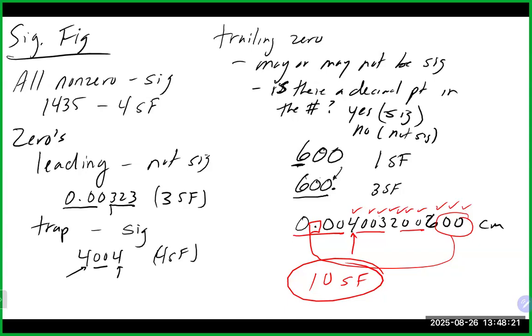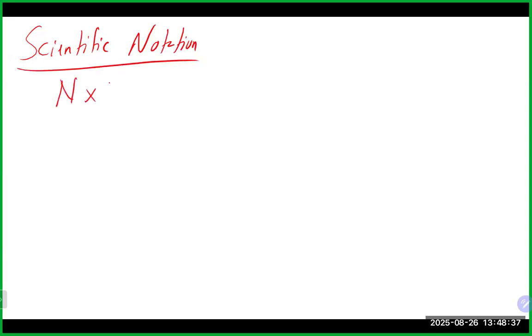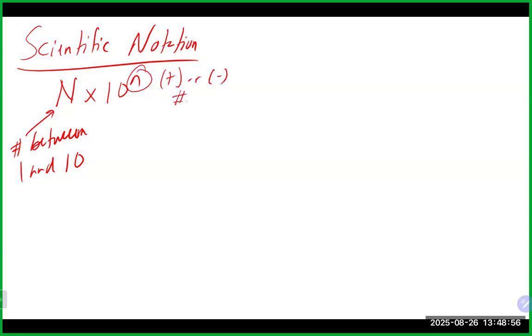Sometimes the way that we write numbers in chemistry is scientific notation, right? Scientific notation properly done is N times 10 to the n, where N is a number between 1 and 10. It could be 1, but it can't be 10. So it could be 1 point something, but it can't really be 10. And the exponent is either positive or negative, depending on which way you need to move the decimal to get it to a number between 1 and 10.